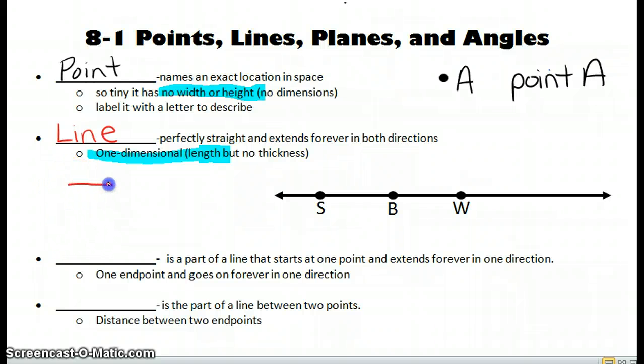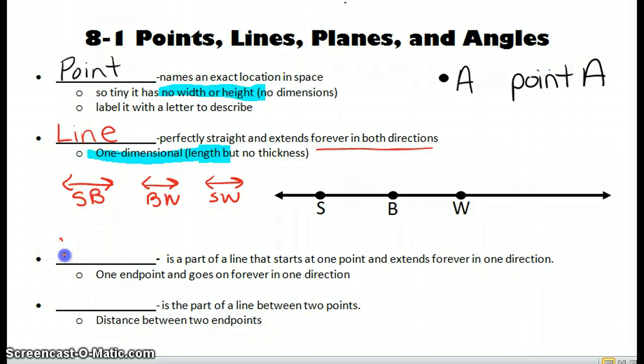If I were going to choose 2 points and talk about that line, I could choose points S and B, I could choose points B and W, or I could choose points S and W. You'll notice when I wrote the letters, I also put a symbol on top. The symbol has arrows on both sides, indicating that that line will extend forever in both directions.